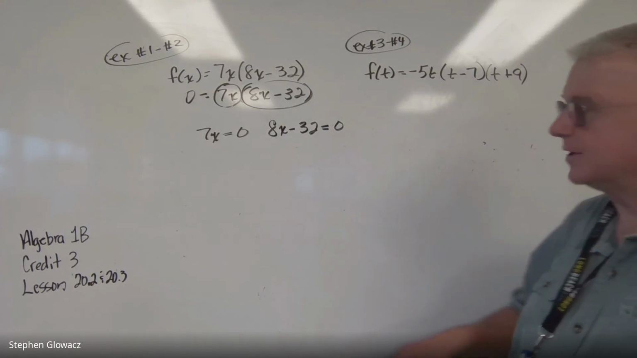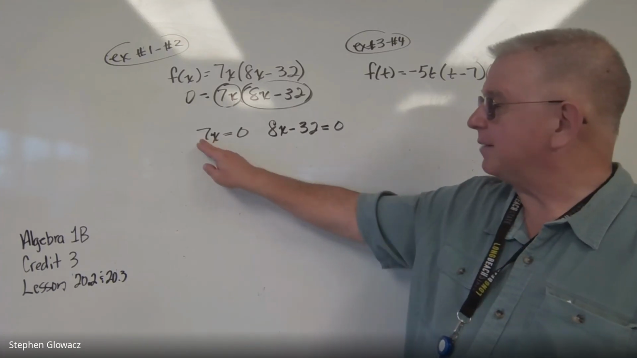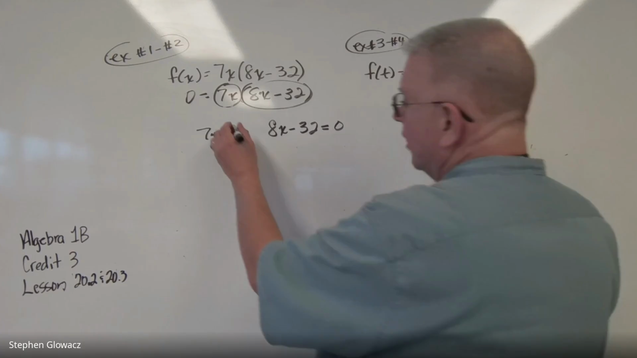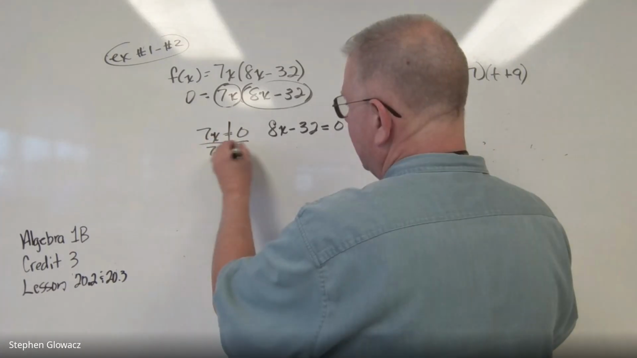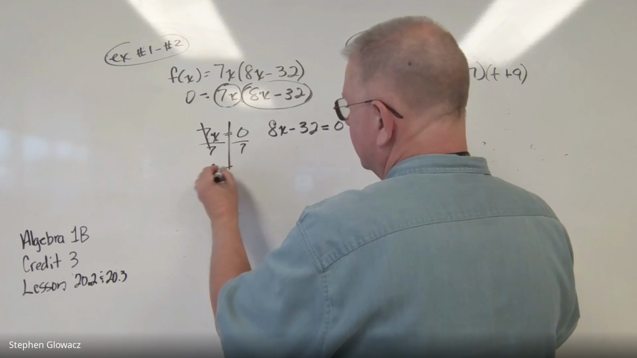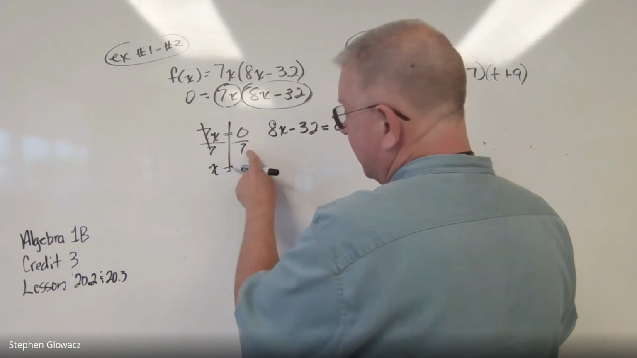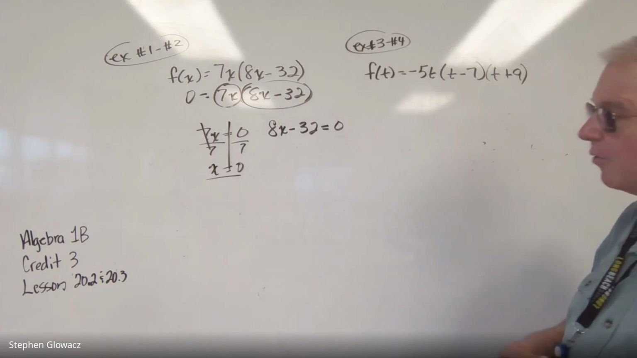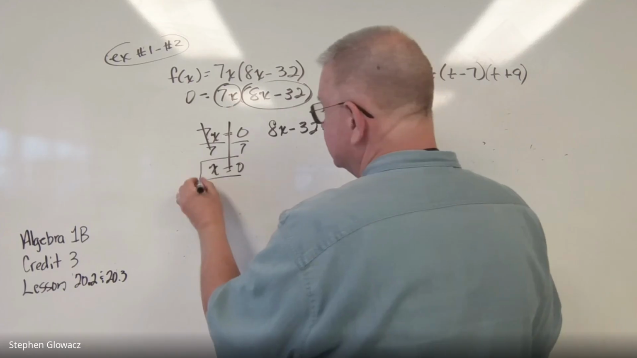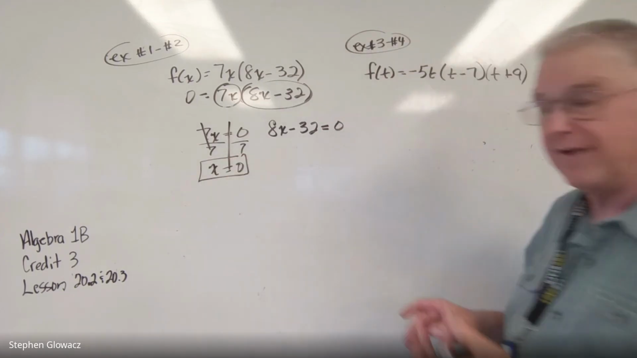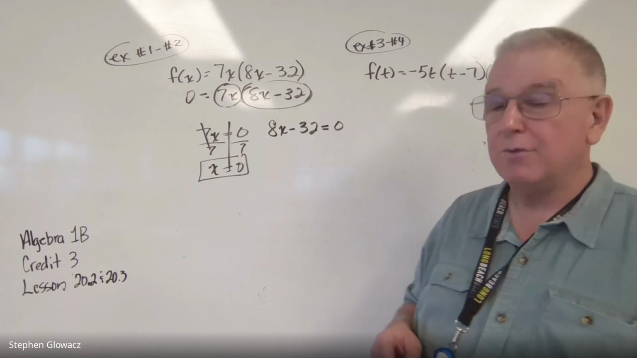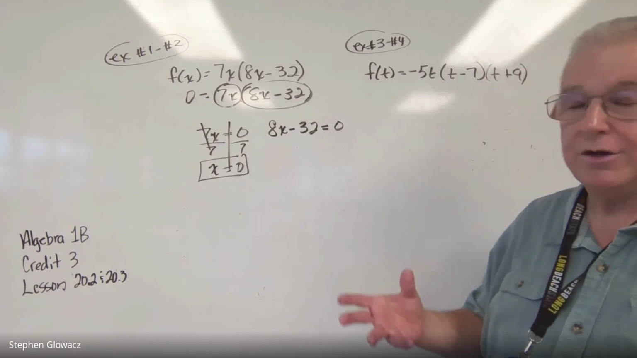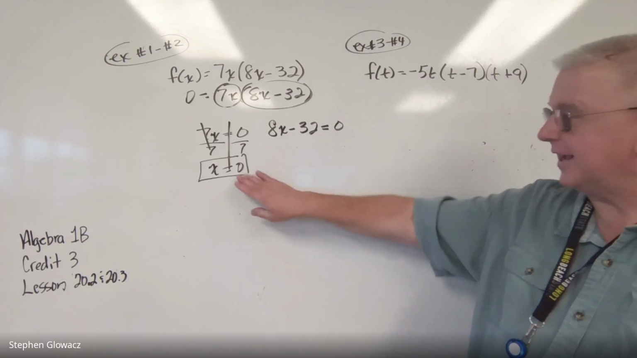And so what we're going to do is just solve each of those equations, and then we have our two answers. So here, x is being multiplied by 7. So the opposite of multiplying by 7 is dividing by 7. The 7's cancel, and 0 divided by 7, or 0 divided by anything, is 0. So interestingly enough, one of our zeros is the number 0. One of our values of x that makes the function equal to 0 is 0. Is that always true? Not necessarily, but in this case it is.